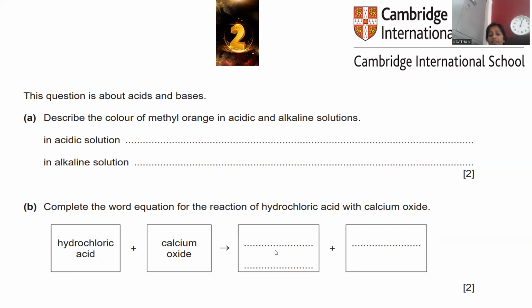So here we can write calcium chloride. Being a word equation, we have to write calcium chloride, and here we have to mention water. An acid-base reaction always gives rise to salt and water, so here calcium chloride is the salt, and water is also generated. By this, we conclude question number 2.